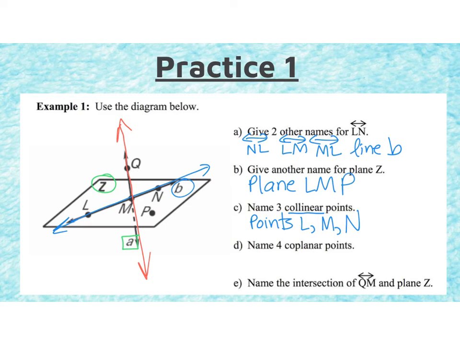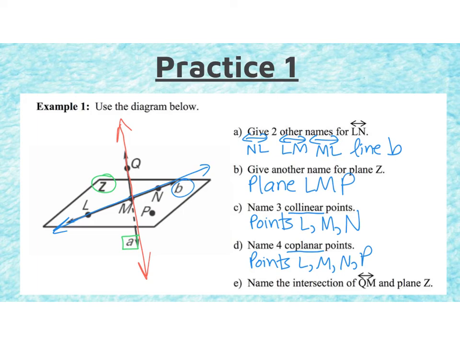Name 4 coplanar points. Another vocabulary word. Points on the same plane. Well, Q is not. Q is above my plane. But L, M, N, and P are all coplanar. They're all in the same plane.